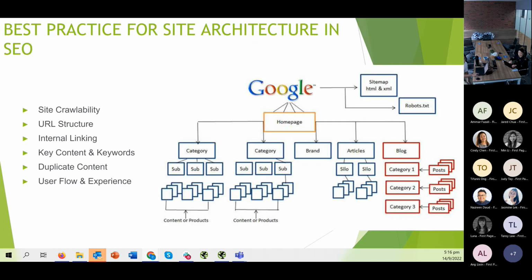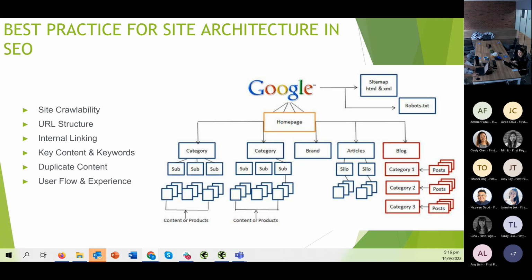So the best practice will fall into 6 different factors: the crawlability of the site, the URL structure, the internal linking, the keyword content and forming the different key content pillars, and understanding how duplicate content is a no-no of course in SEO, but how you ensure that the design of the site architecture doesn't cause cannibalization and duplicate content issues.